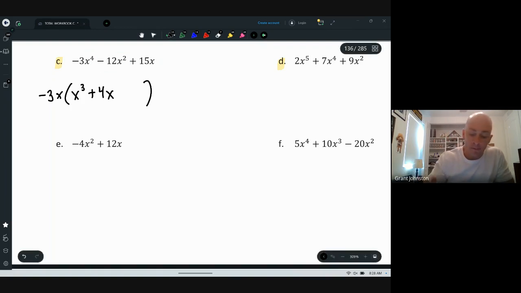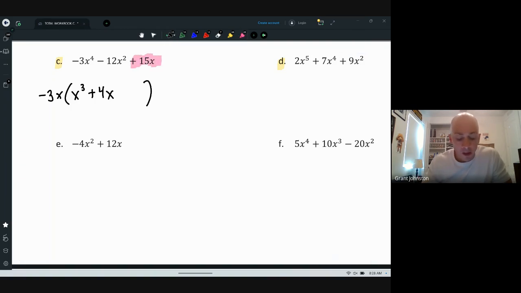Let's look at the third term. -3 times what would give me +15? That would be a -5. -3 times -5 gives me +15. And I don't even need to put an x on that because -3x times -5 gives me +15x.